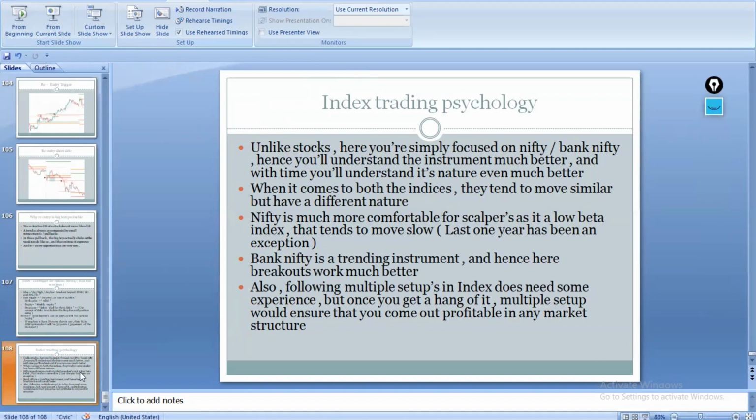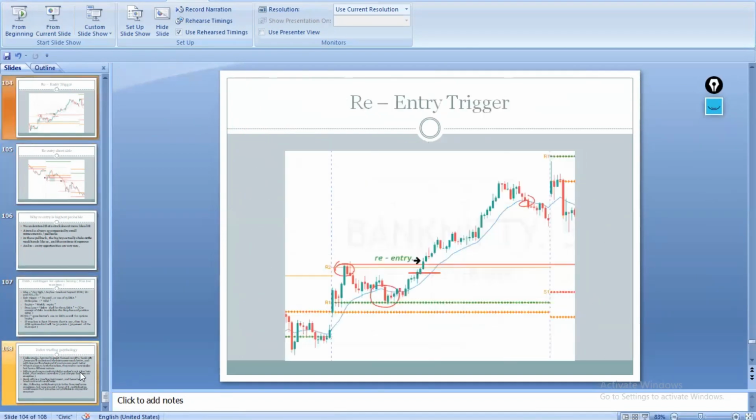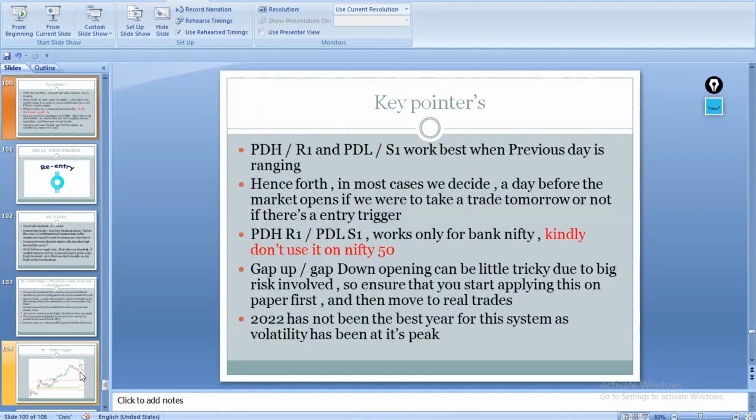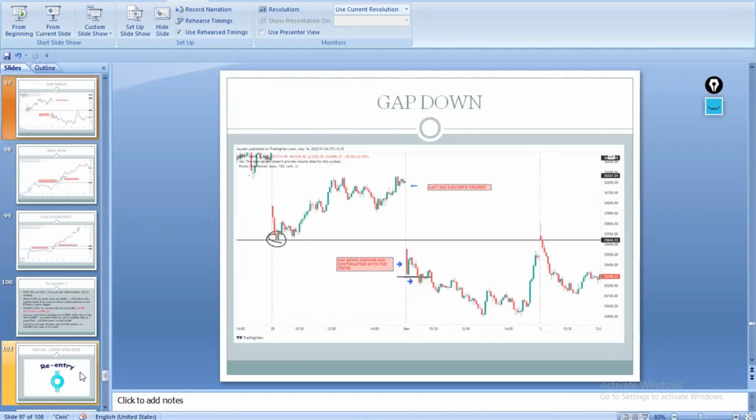So I hope I've covered all the points over here. Everything has been mentioned in the PPT as well: the previous day high, R1, previous day low, S1 setup, along with the N pattern, the re-entry pattern. So this is basically a trend trading system. So if you understand, it is very different from the base formations that we did, right?